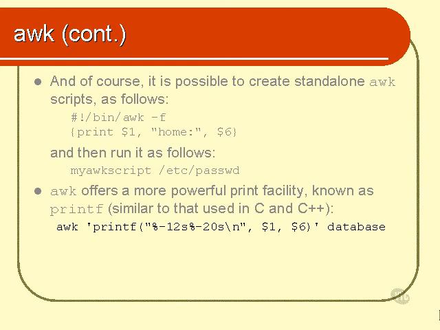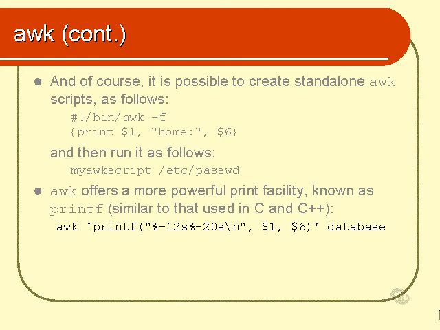So no matter how many characters there are in each $1, it will be printed out and padded on the right hand side with spaces to a width of 12 characters. And $6 will be printed out in a width of 20 characters. So using this technique, it's actually possible to get output beautifully aligned under headings and so forth.